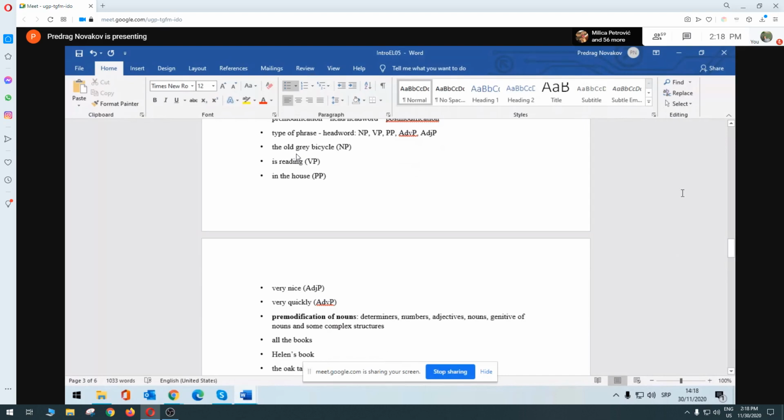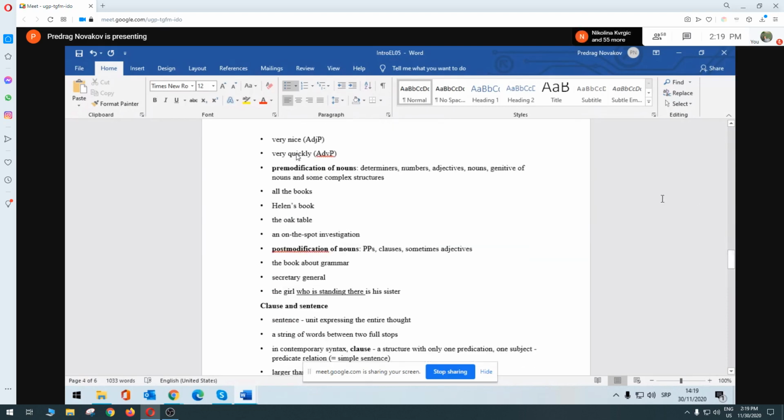Why is the old gray bicycle a noun phrase? Because bicycle is a head word, and other words simply modify the head word. Is reading is a verb phrase because reading is the head word, and the auxiliary only modifies the head word. In the house is a prepositional phrase because in is the head word, followed by a noun phrase. So we have a preposition followed by a noun phrase. Okay, and finally, very nice is an adjective phrase because nice is an adjective.